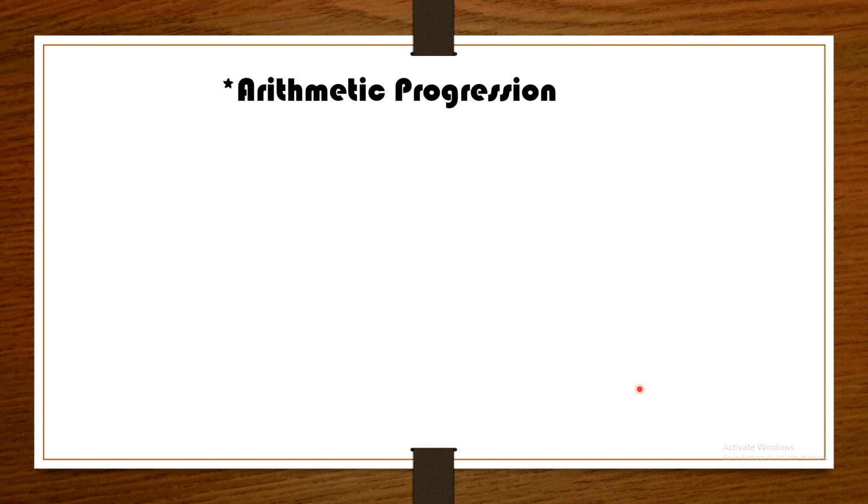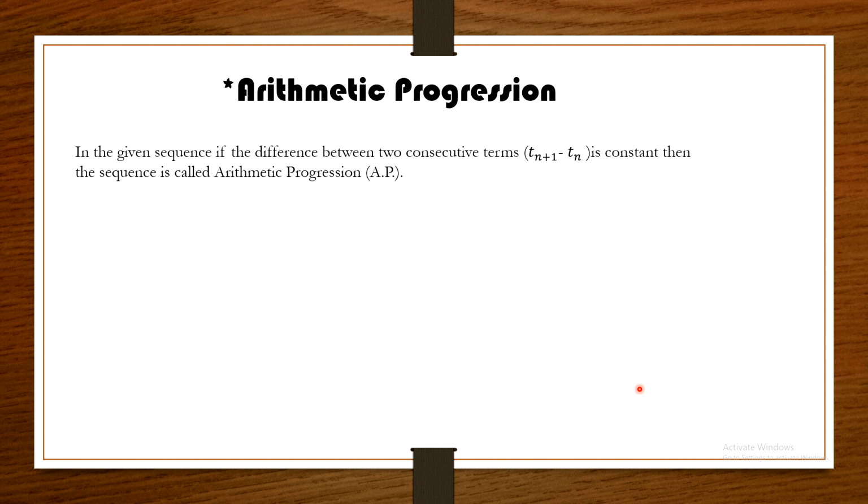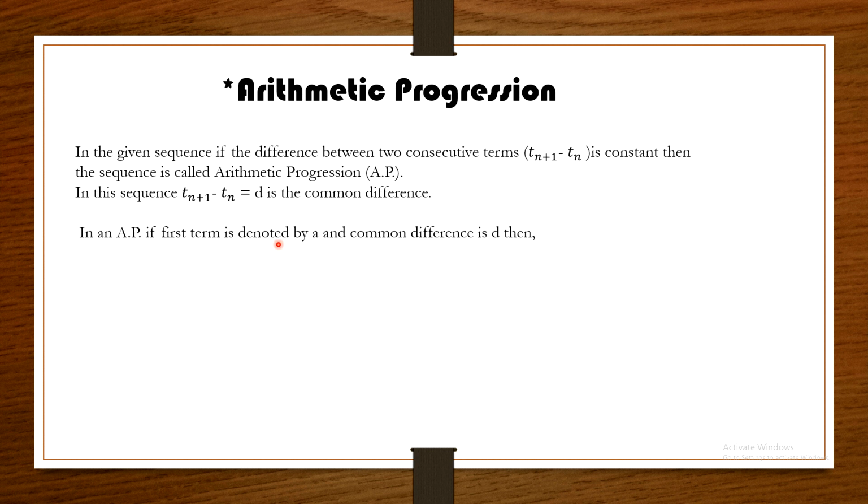Now let's take arithmetic progression. That means which sequence is called an AP. In the given sequence, if the difference between two consecutive terms, that means Tn plus 1 minus Tn, is constant, then this sequence is called an AP. That means Tn plus 1 minus Tn is d. This is called the common difference. a is the first term and d is the common difference.